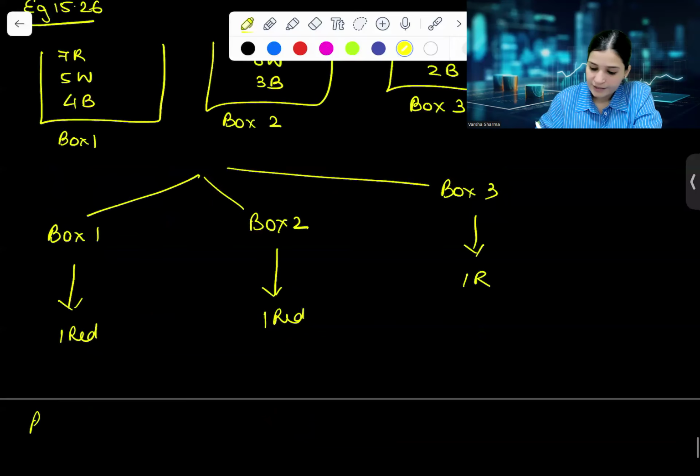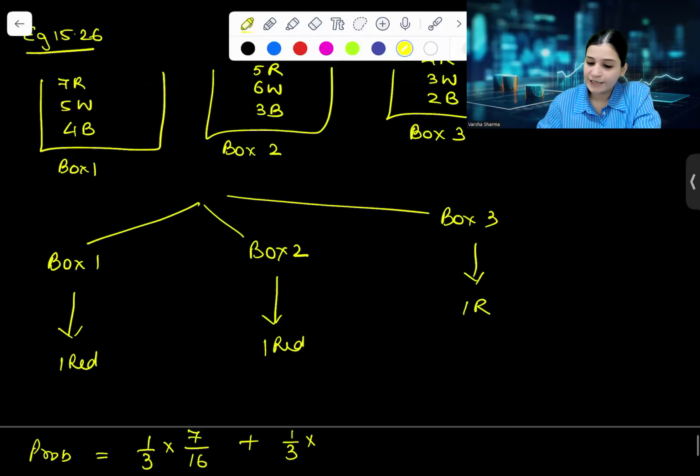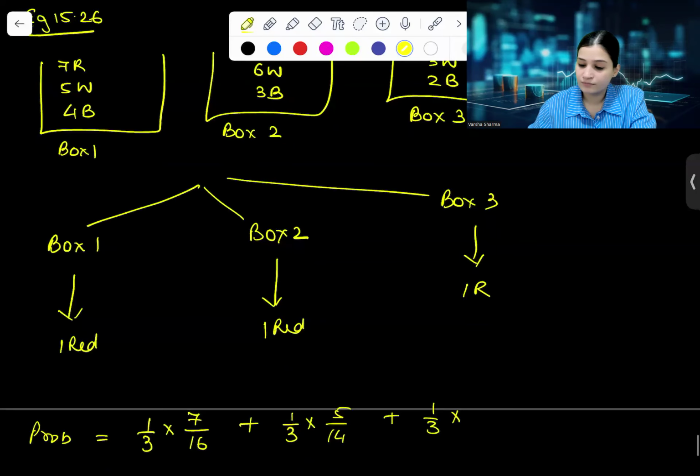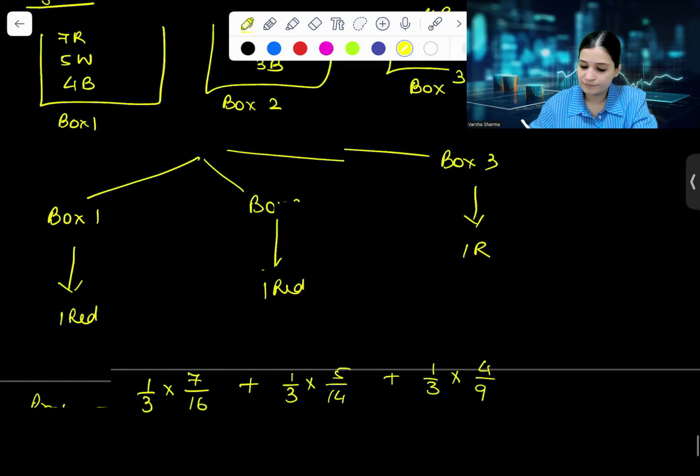So, probability. Select the first box out of the 3. 1 by 3. Then select a red ball from that. 7 by 16, total red balls by total balls. Box 2, 1 by 3. From that, choose a red ball. 5 by 14. Then box 3, again 1 by 3. Choose a red ball. 4 by 9. Calculate.